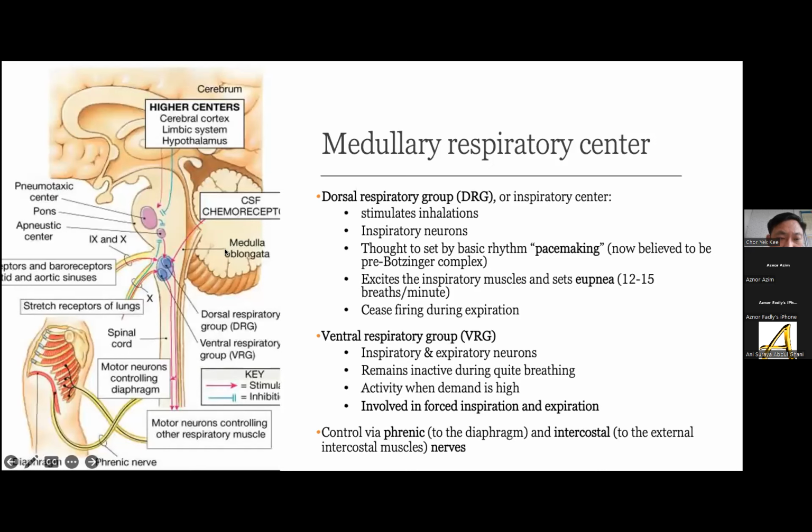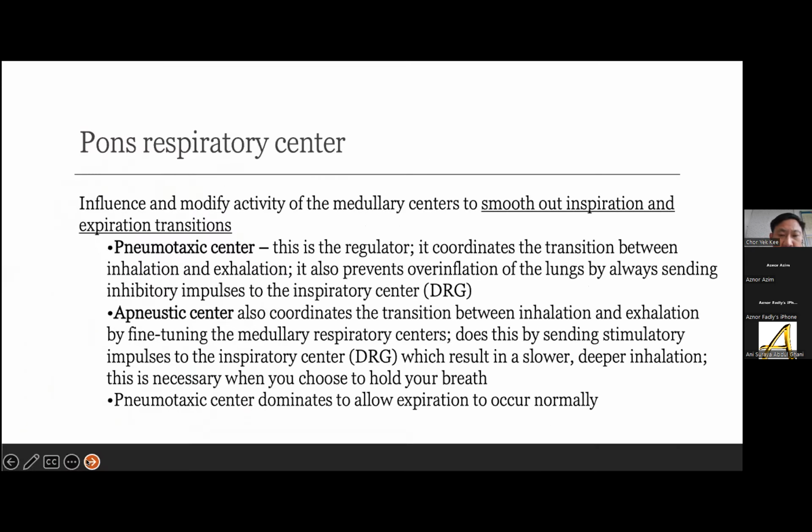So in the medullary respiratory center, there are two groups of respiratory impulses. The dorsal respiratory group stimulates inhalation. Then expiration happens due to the elastic recoil of the lung. The ventral group remains inactive during normal breathing, but it is involved in forced inspiration and expiration. All these two groups act through the phrenic nerve to stimulate our intercostal muscles and diaphragm to breathe in and breathe out.